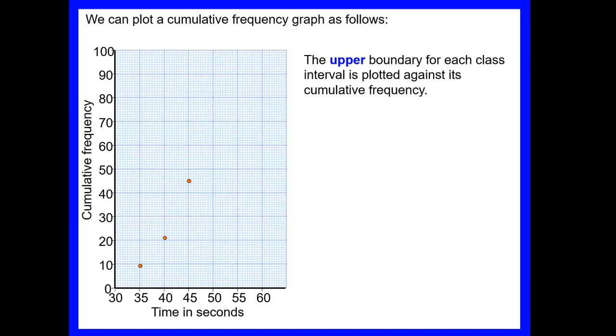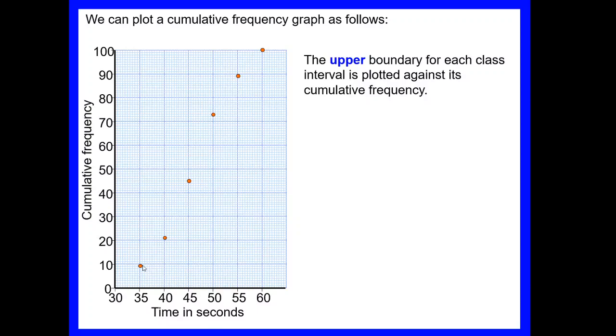The values in my table went up in equal groups of 5, so I've gone along in equal groups of 5. If you have a table that's going along in uneven groups, then you will still need to make sure your axis goes along in equal groups. Once we've got our graph set up, then we're going to plot the values from our table, and we plot them to the upper boundary for each group. So remember, our first group was 30 to 35, so we plotted at 35.